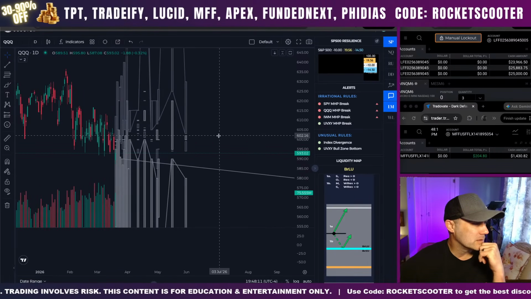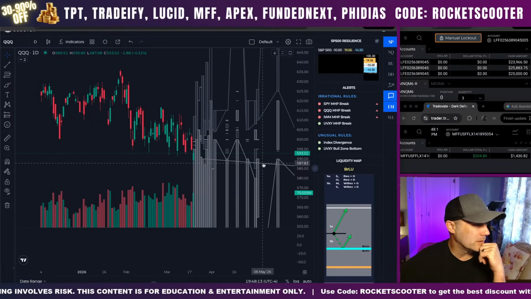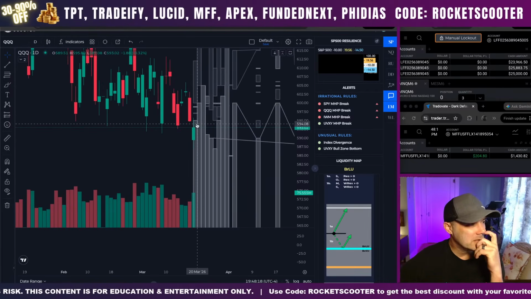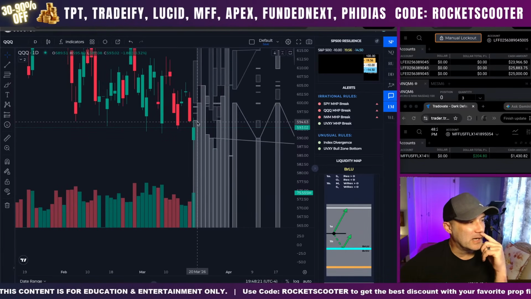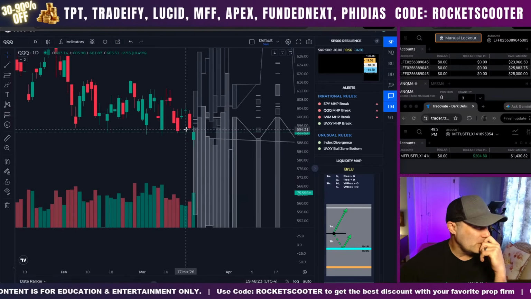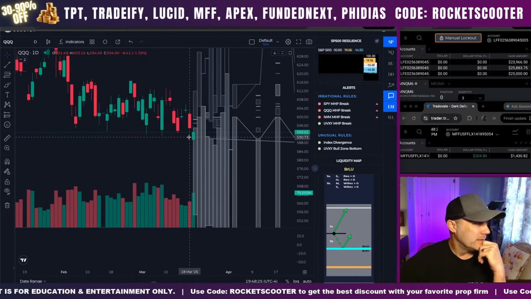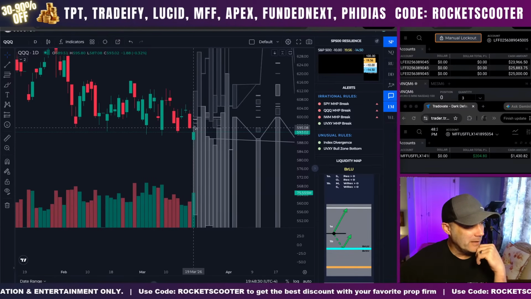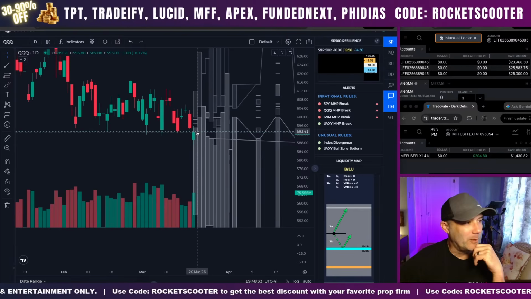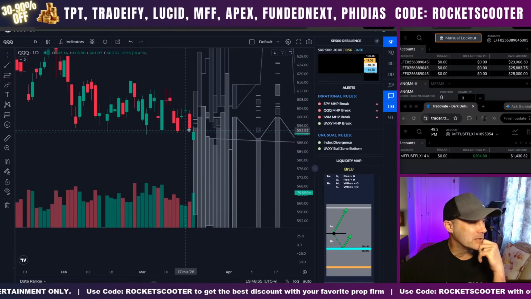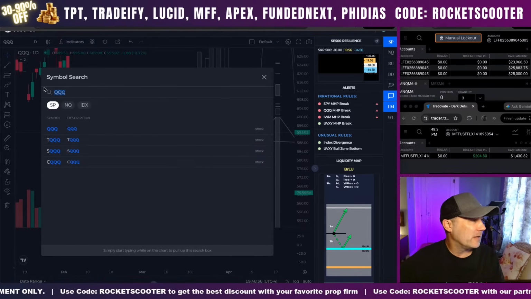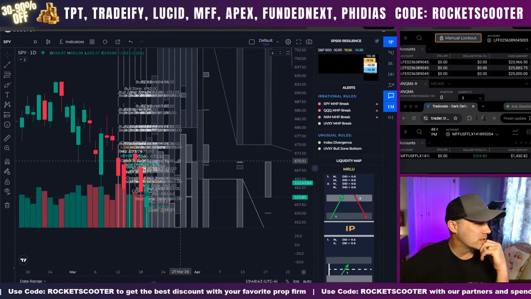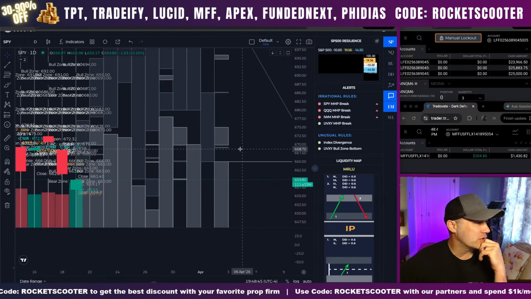Oh, jeez. Go away. I don't know what just happened. We closed underneath the bear zone here. We are now in bear territory for the day. Yesterday we closed right above it, but today we dug deep into it and we could not close back above the bear territory on QQQ. And if I pull up SPY as well, it shows a similar situation here.